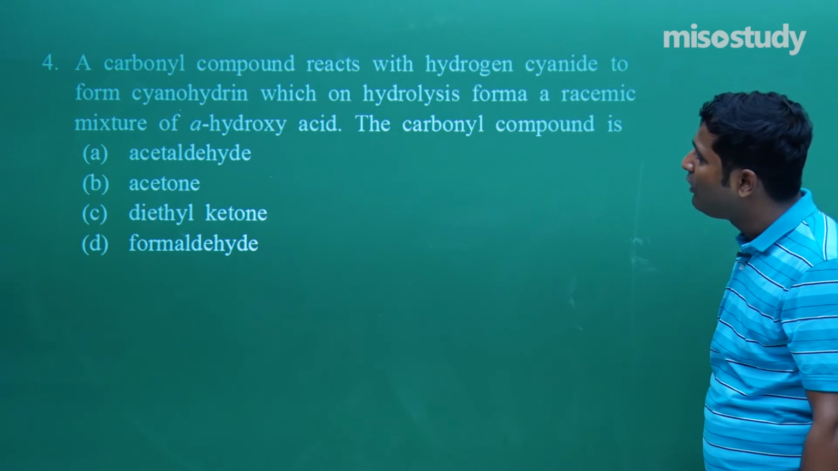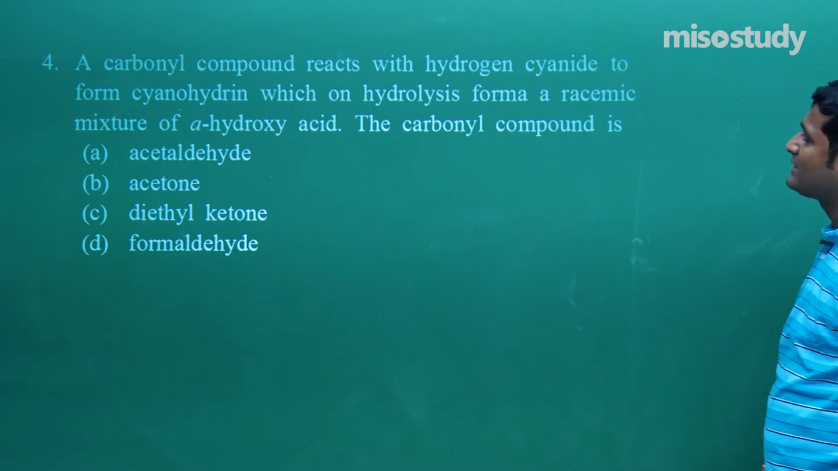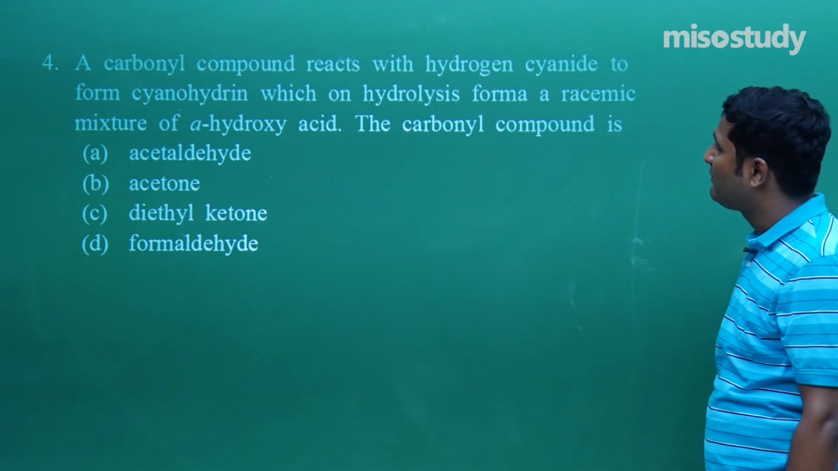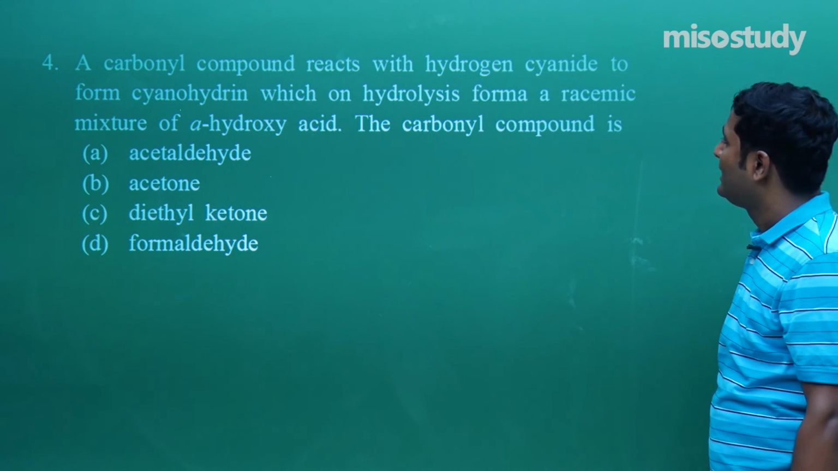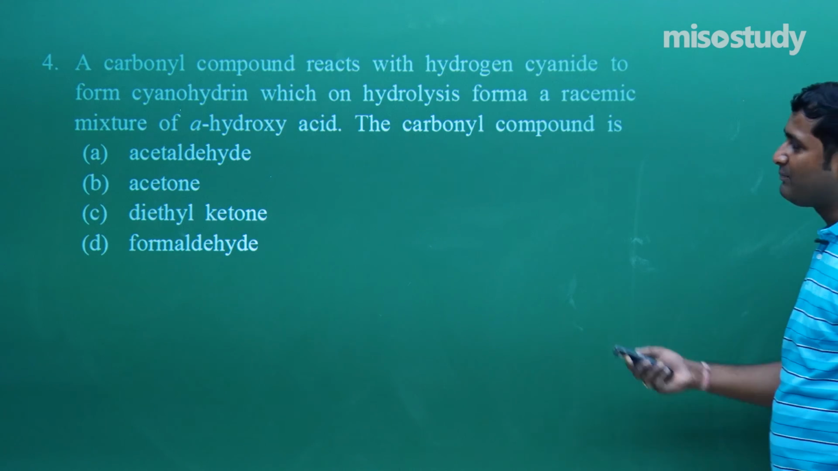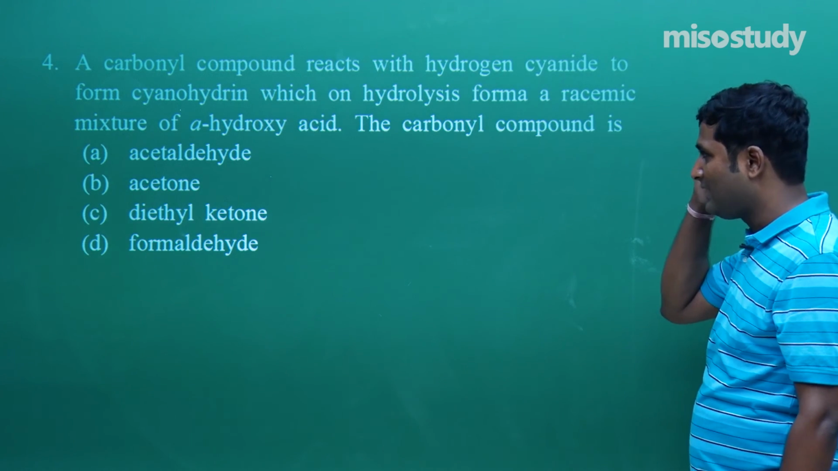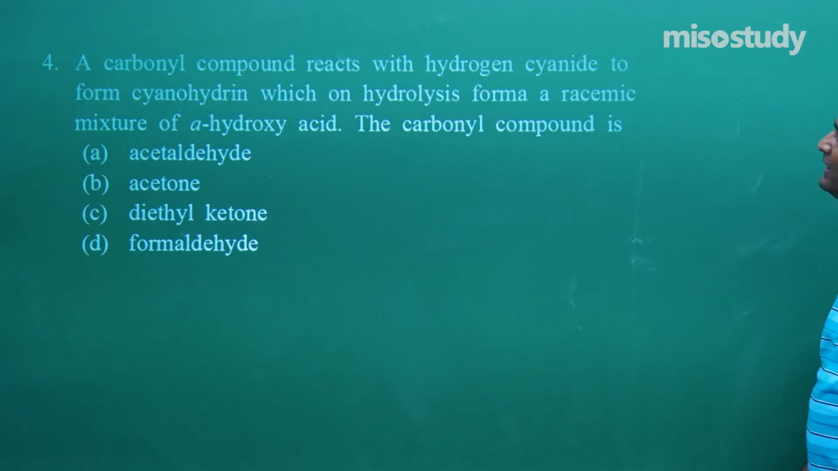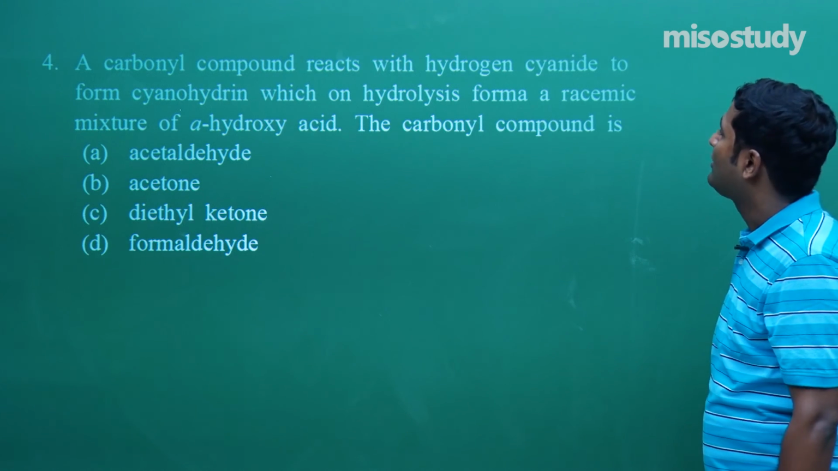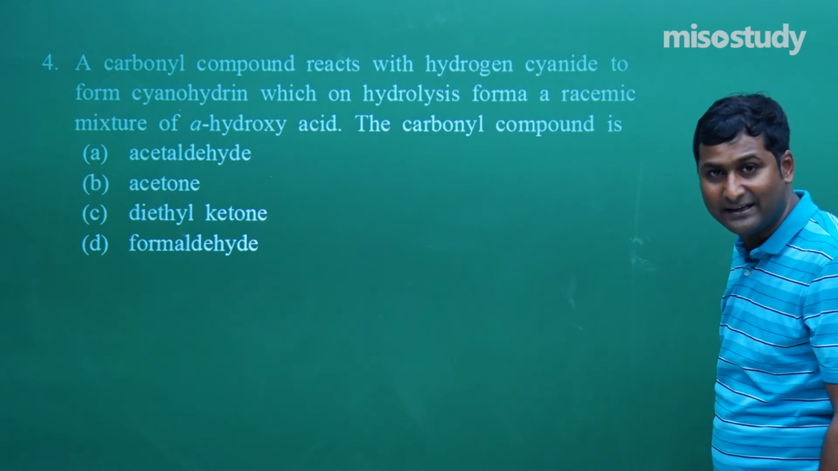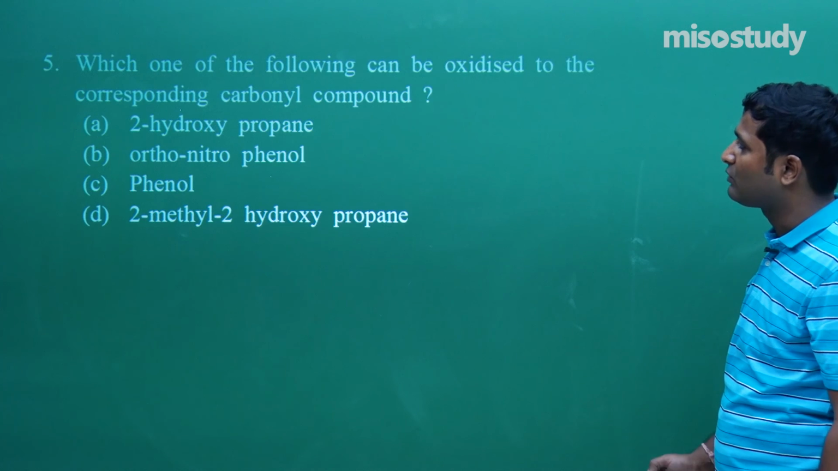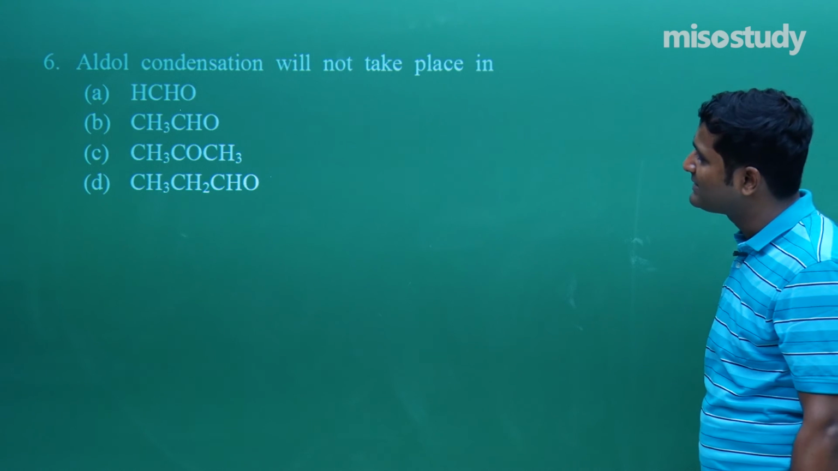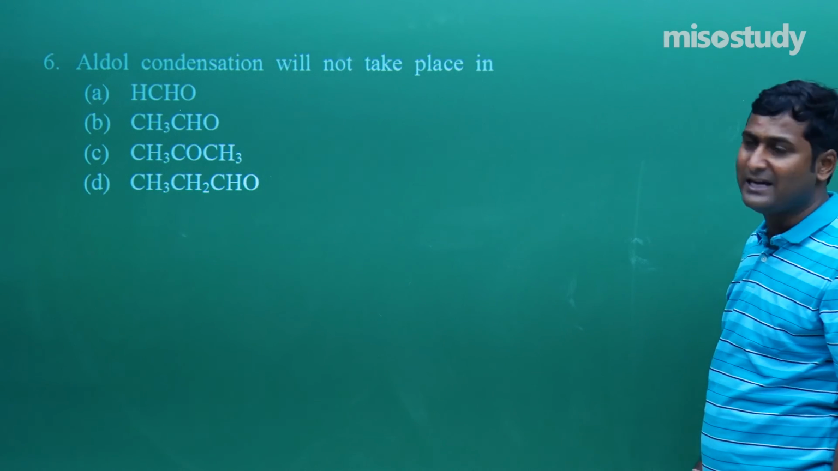For question number 4, a carbonyl compound reacts with hydrogen cyanide to form cyanohydrin, which on hydrolysis forms a racemic mixture of alpha hydroxy acid. The carbonyl compound is, tell me, acetaldehyde. Clear? A is the correct option. For question number 5, A is the 2-hydroxypropane. For question number 6, aldol condensation, A is the correct option.